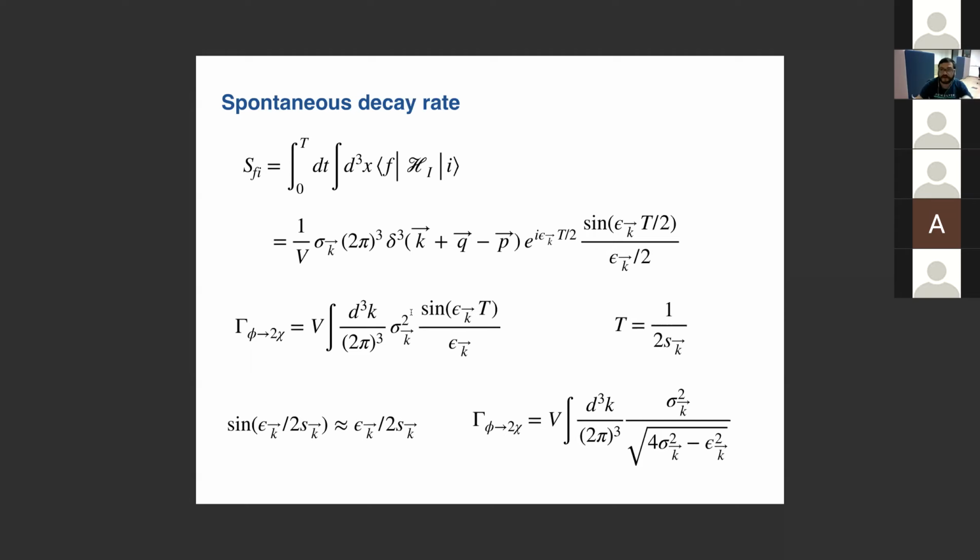But in this case, because of the exponential growth, one cannot take the transition as happening in an infinite time. Actually, the transitions happen in a time given by 1 over 2s, because of the parametric resonance and the exponential. Then to compute the decay rate, we have to integrate until this time. I get this formula.